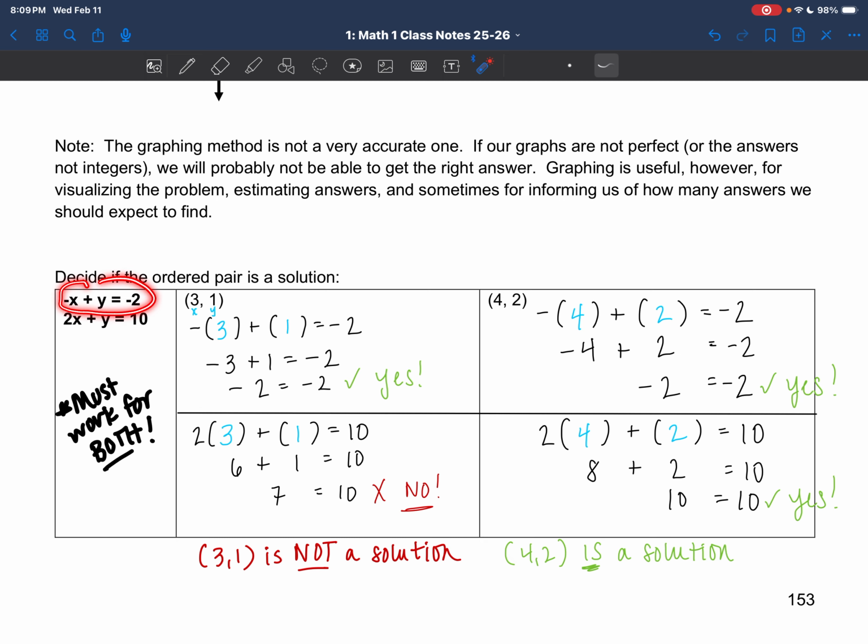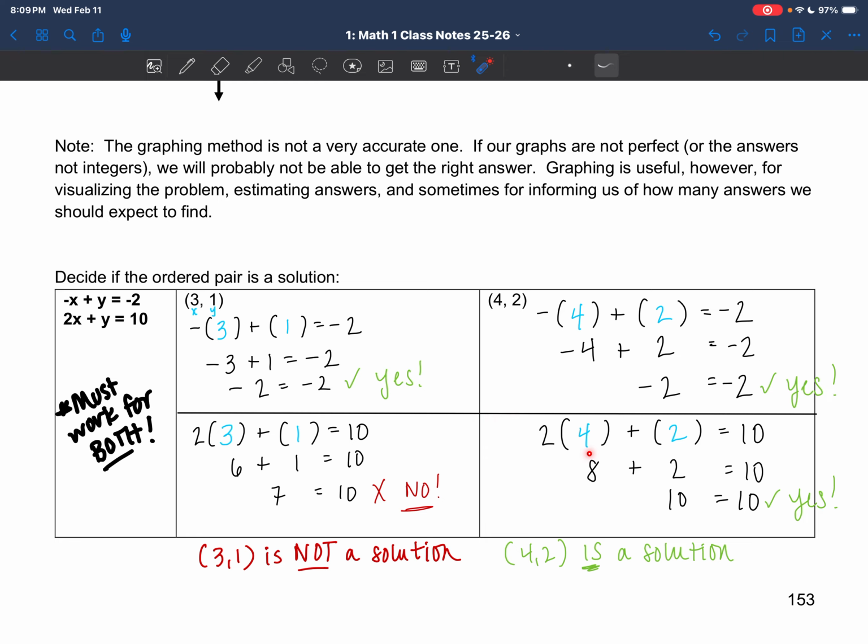Now I'm going to take my first equation, bring it over here, and I've got -4 plus 2, and then we're going to go ahead and simplify to get -4. We're going to bring this down, and negative 4 plus 2 equals negative 2. Well, does that equal negative 2? Yes, it does. So far so good, but remember it has to work for both.